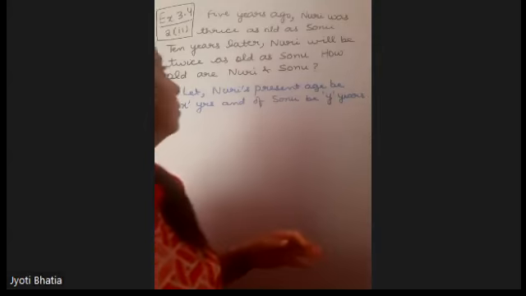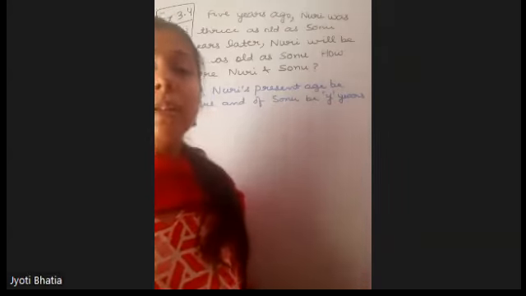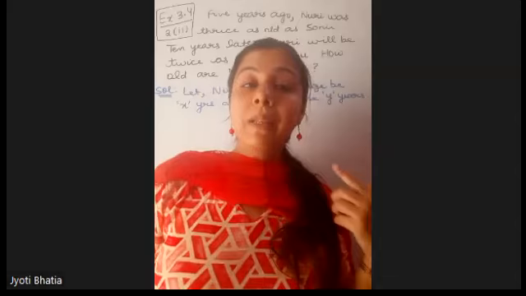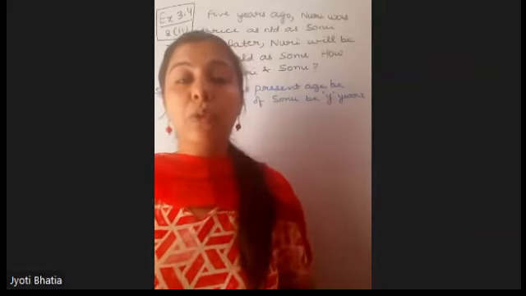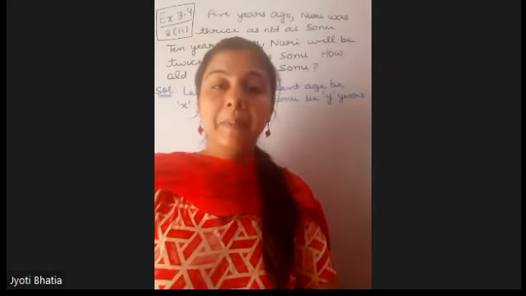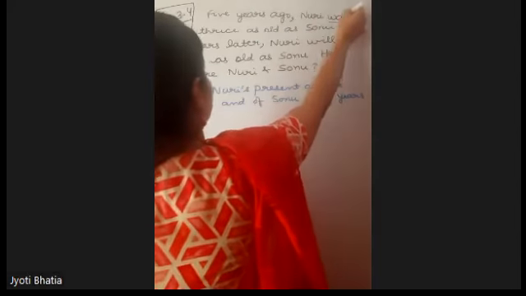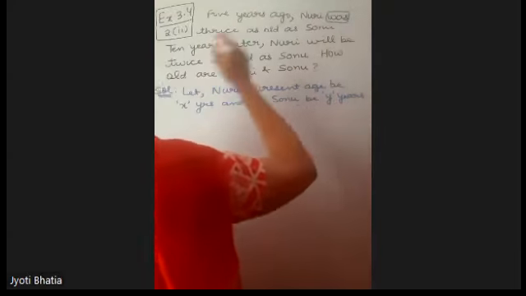5 years ago, Noori was twice as old as Sonu. Beta, "ago" means past tense or future tense? Past tense. That is past tense, and the "was" here also shows that we are talking of past. Okay?